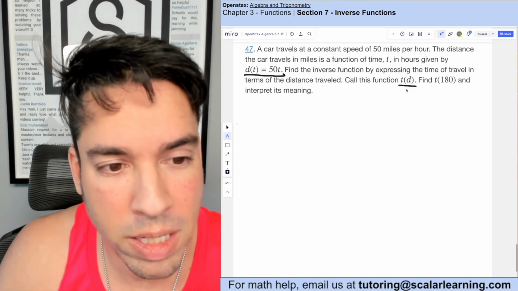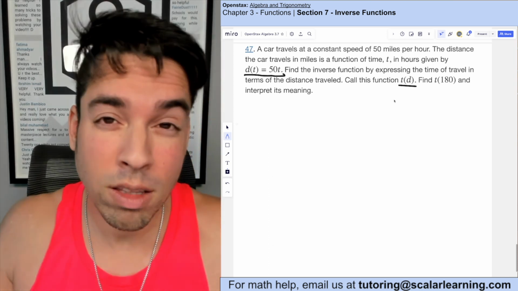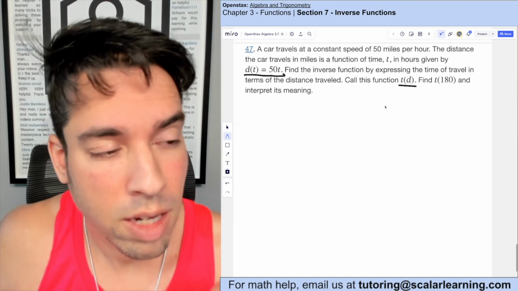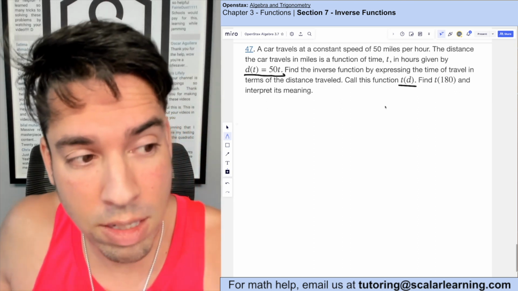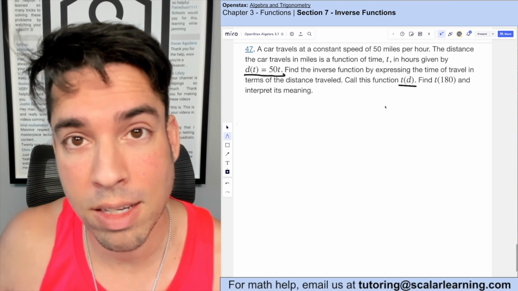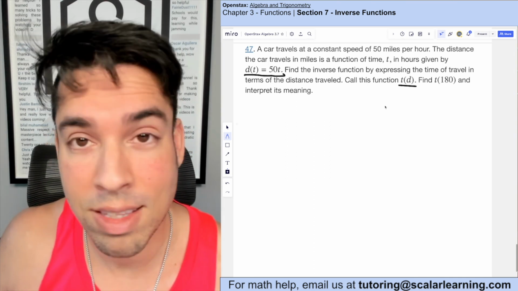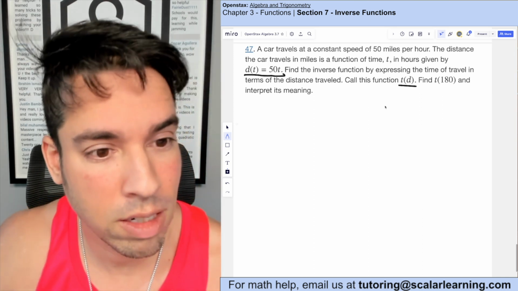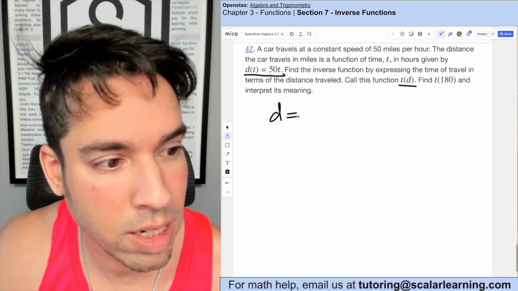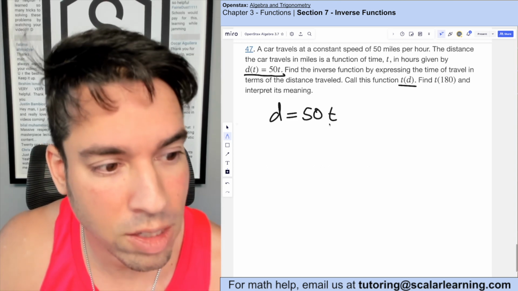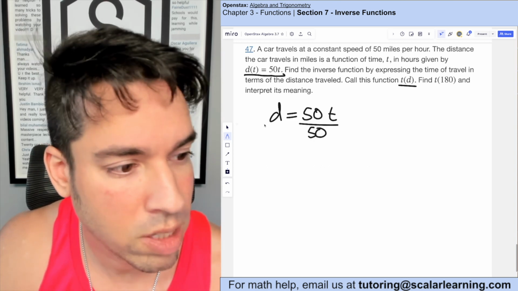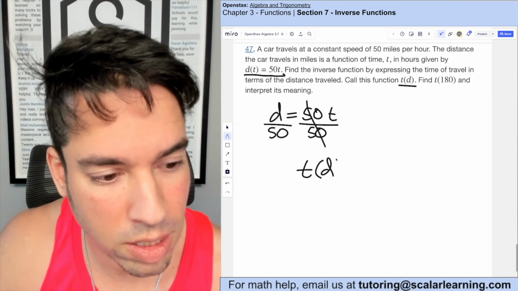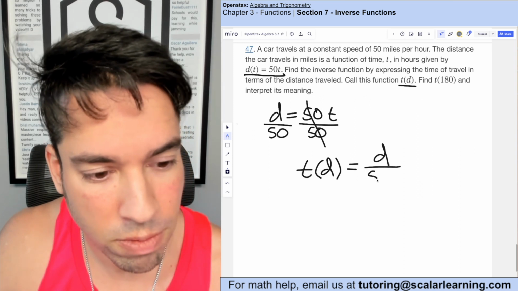Last but not least, we're asked to find the inverse of d of t equals 50t, but they want the inverse to be t in terms of d. So this is a little bit different because instead of going through the typical protocol of replacing it with d and then isolating the d value and so on and so forth, I'm going to leave it as is because really what they're saying is they just want time as a function of distance, aka isolate the t variable. So I'm going to say d equals 50t, and I'm not going to swap them. Instead, I'm going to divide both sides by 50. And now we have t as a function of d equaling d over 50.